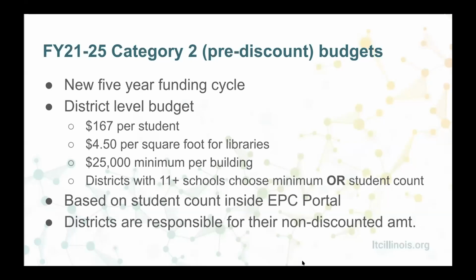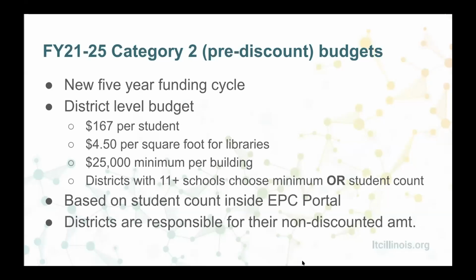To minimize the confusion this year and moving forward, they have decided this new budget will be at the district level. So you're going to add up the budgets for all of your buildings, all at one district level. That budget would be $167 per student. So you can do a rough calculation off the top of your head to see what your budget will be moving forward. If you're a library, they figure those budgets by square foot of the library space. And so that figure is $4.50 per square foot for libraries. And so those will be the set amounts moving forward for this year.